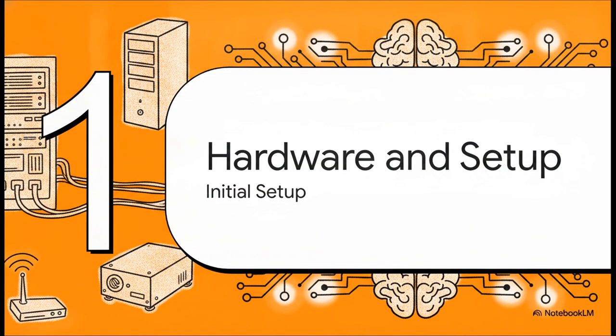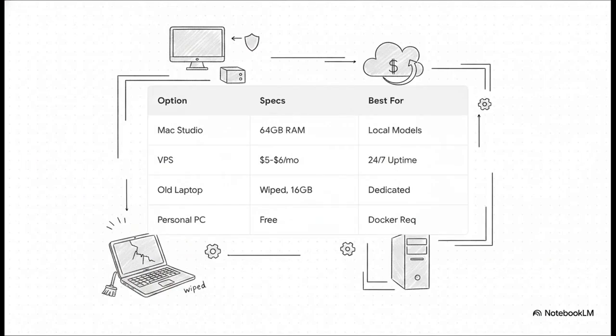All right, section 1, hardware and setup. Let's figure out where this Hermes agent is actually going to live and breathe. You really don't have to break the bank to run a powerhouse agent. You've basically got 4 solid options here. If you want pure power, a dedicated machine like a Mac Studio with 64 gigs of RAM is just incredible for running heavy local models.